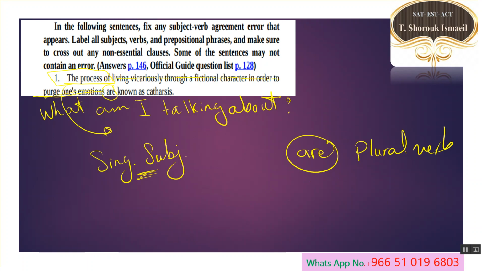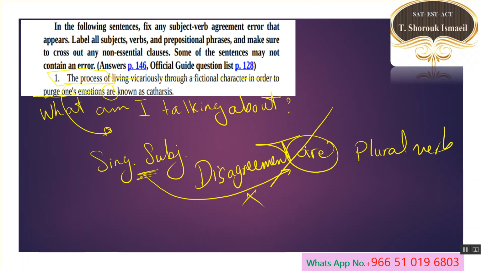So your first question is going to be, how come my verb is plural and my subject is singular? There is a disagreement between both of them. Here we do have a disagreement. What do we need to do here? We need to fix our verb and make it singular. So I make it is. So that's how I fix it. Okay?